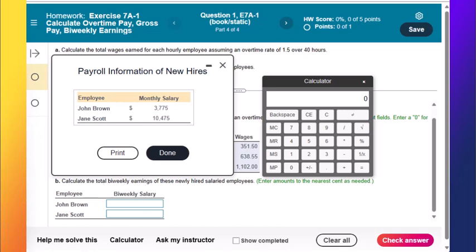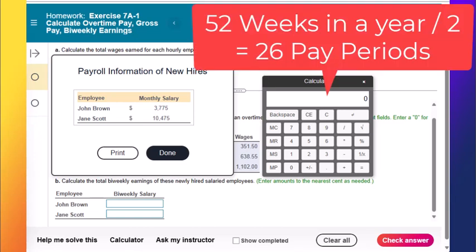So our first task is to figure out how many paychecks there are in a year. If they are biweekly employees, they're paid every 2 weeks. So how many paychecks are there in a year for them? We'll take 52 weeks and then divide that by 2 to get 26 paychecks per year.